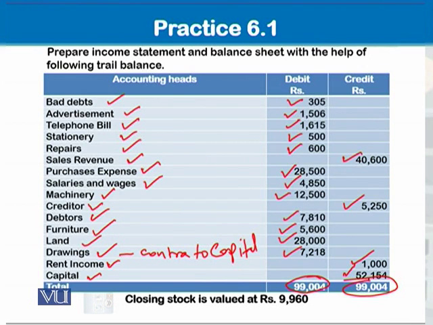We have the trial balance with us, and with the help of this trial balance and this information of closing stock, we have to prepare income statement and balance sheet. Okay, this is the requirement that we have to prepare now. Remember, with the help of trial balance, we have to prepare income statement and balance sheet.